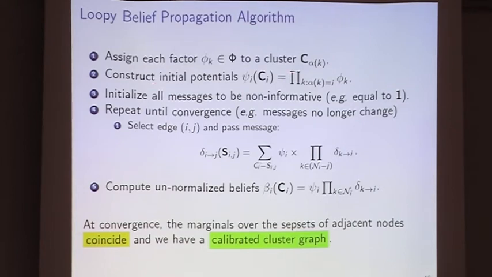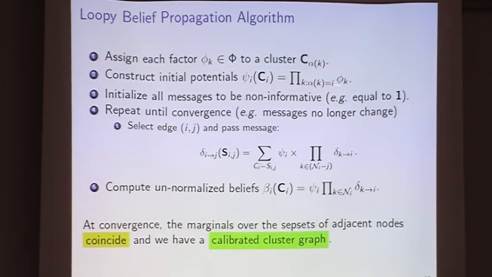So once we have the cluster graph, we can do message passing in that cluster graph. This is called loopy belief propagation. We just proceed as follows. We have one factor for each of the nodes in the cluster graph, so each factor is associated to a node. Then we construct the initial potentials just as before, multiplying the factors associated with the node. The initial potential for node i is the product of the factors associated to that node. We initialize all the messages to be 1, and then we repeat until convergence, until the messages don't change.